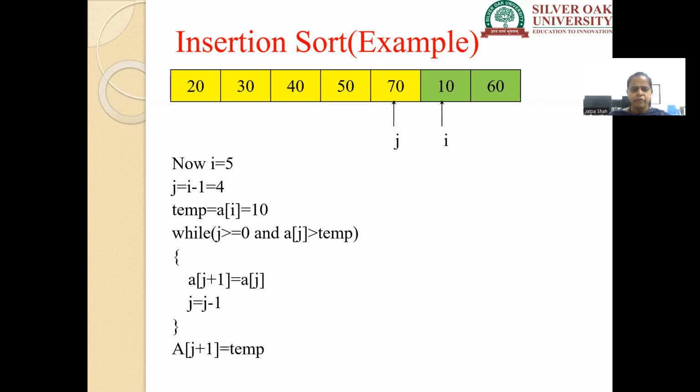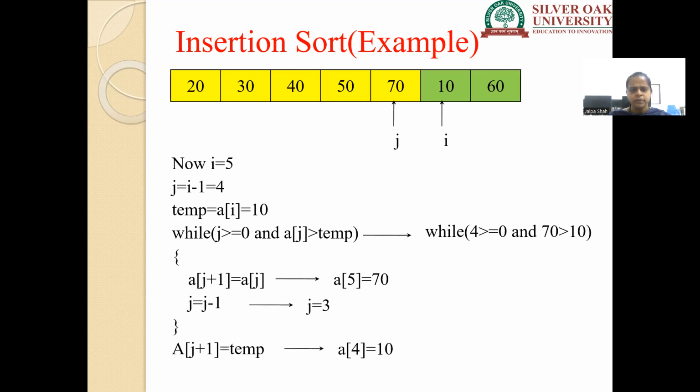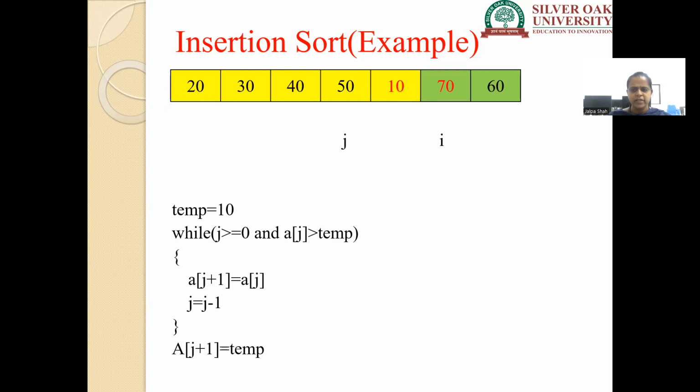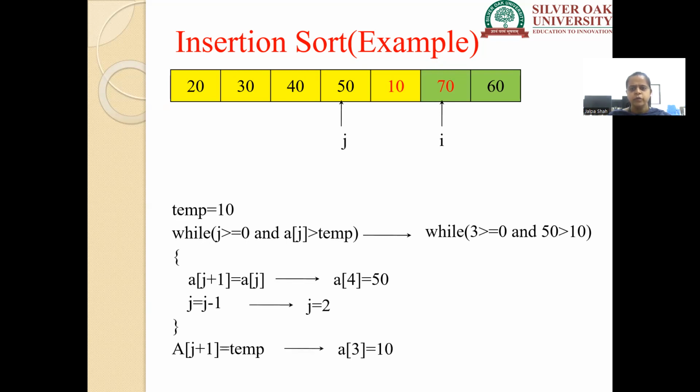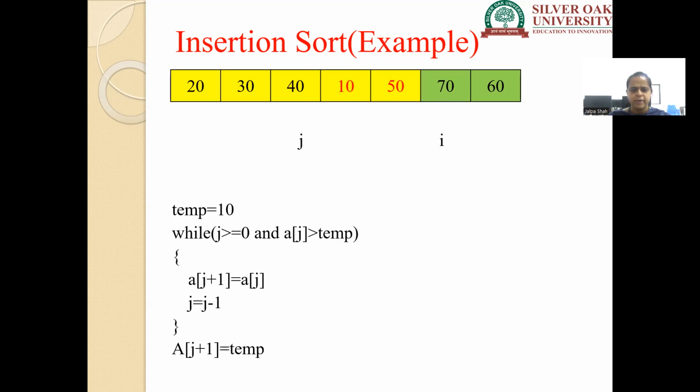So now your I will become 5. So j equals I minus 1, that is 4, and temporary equals a of I, that is 10. So while 4 is greater than or equal to 0 and 70 is greater than 10, a of 5 equals 70, whereas j equals 3 and a of 4 equals 10. Now you can see the red marked data is changed. Now again j will be decremented. So while 3 is greater than or equal to 0 and 50 is greater than 10, the condition becomes true. So a of 4 equals 50, j will become 2 and a of 3 equals 10. So data is again changed by red marking.